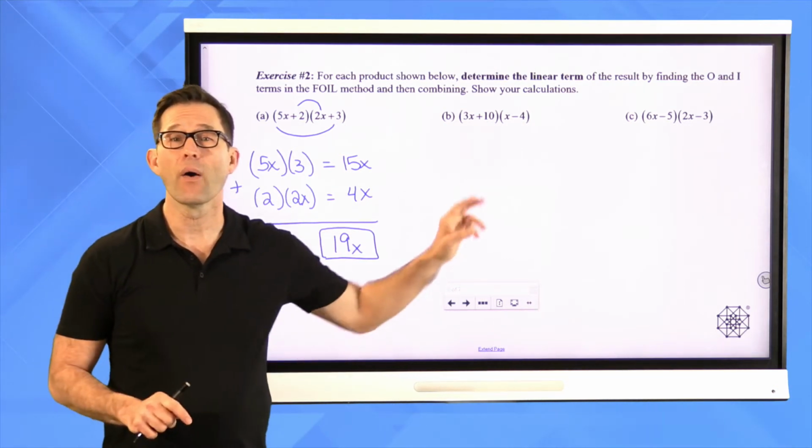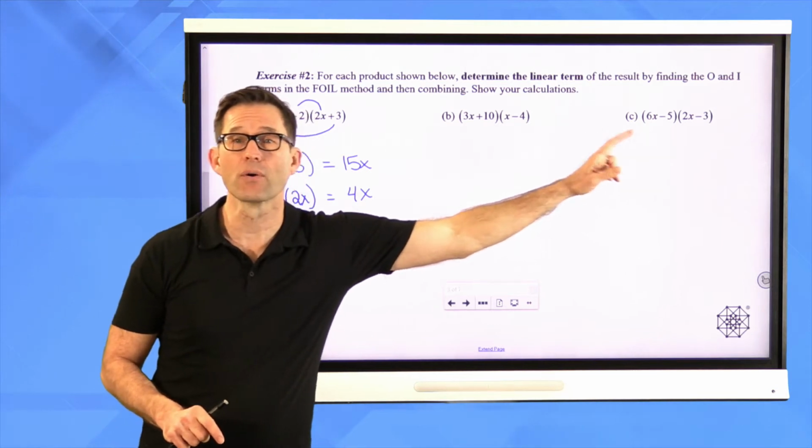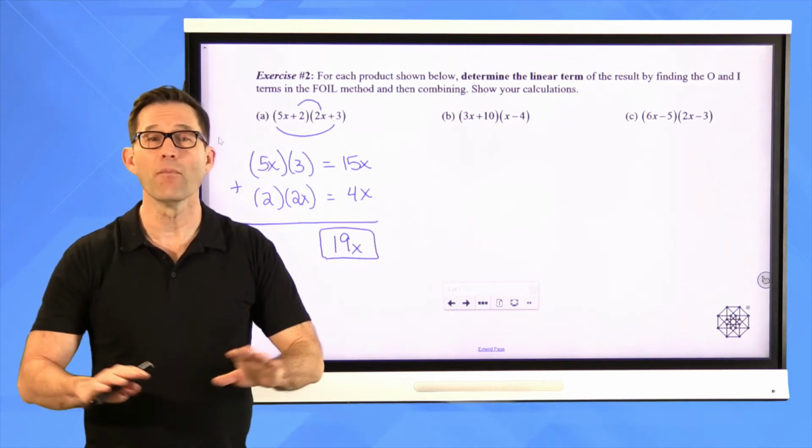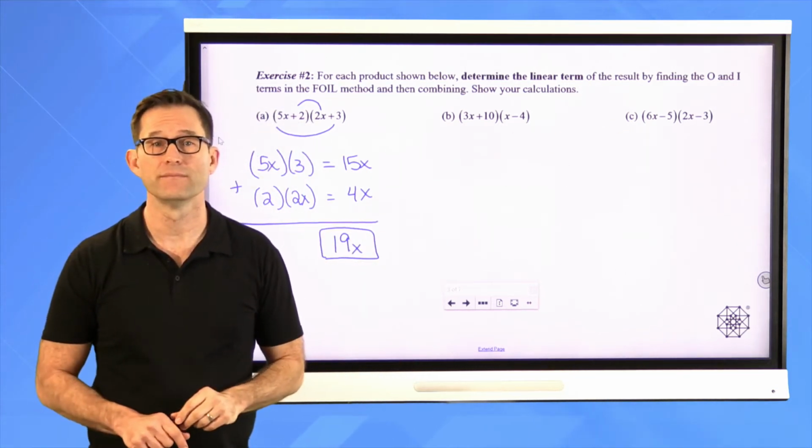Pause the video now and see if you can figure out the linear terms in those two cases without multiplying the whole thing out.